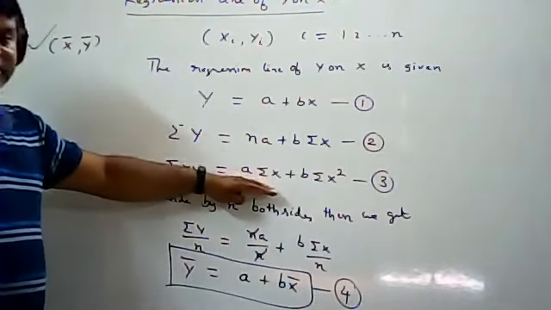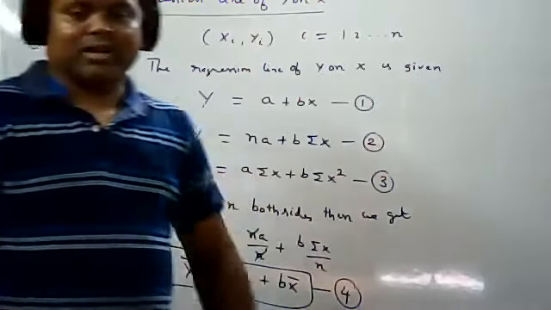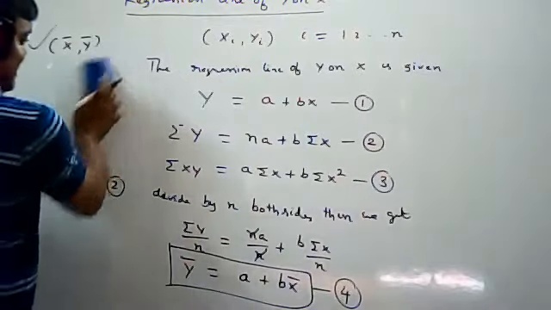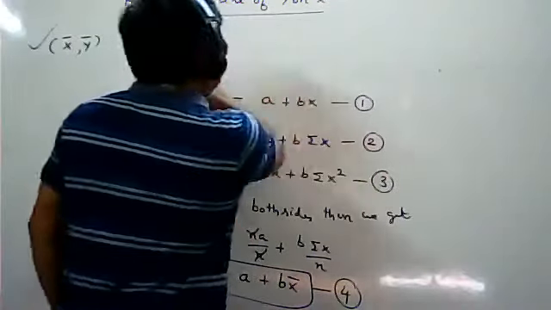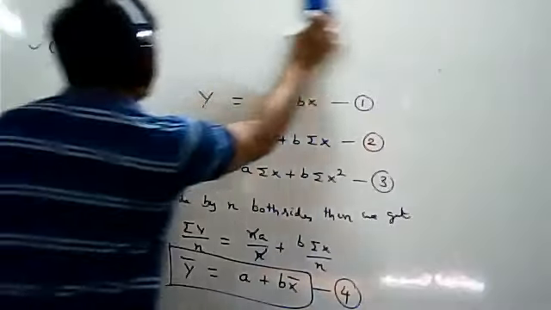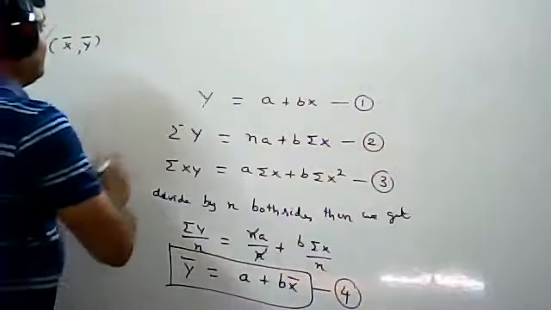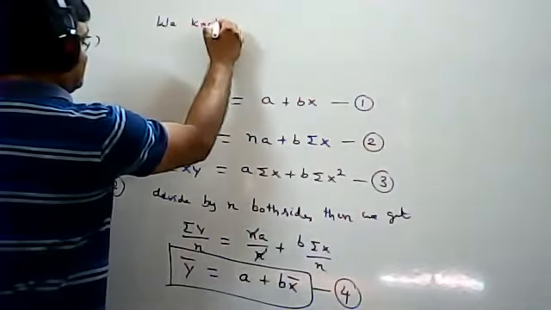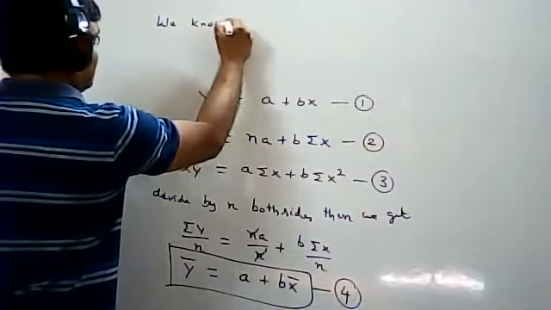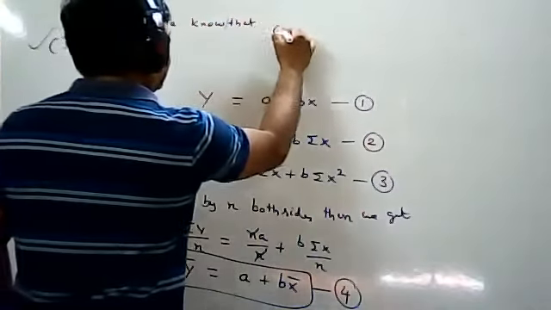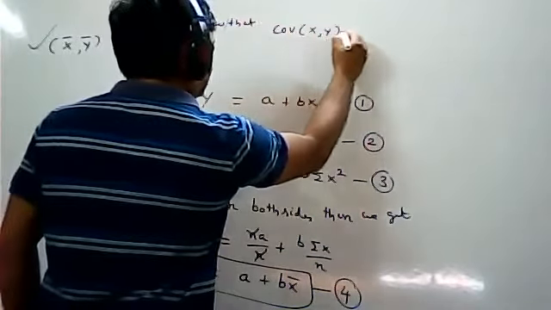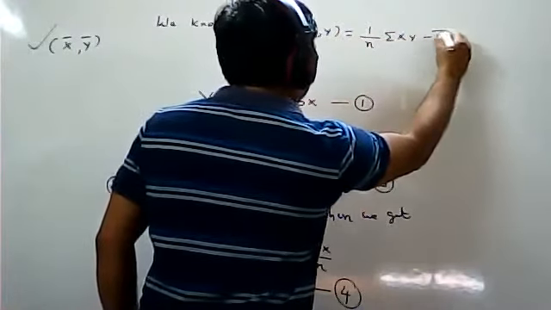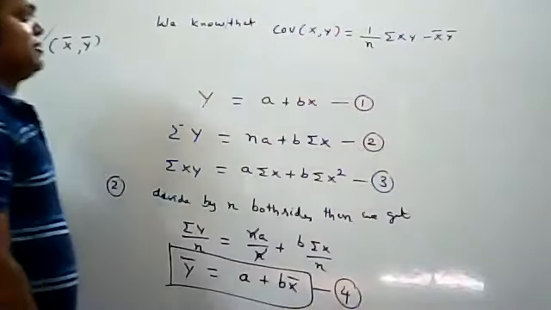So before going to equation 3, I will calculate some formulas. Already you have learned in correlation. So first I will write down next line. We know that covariance of x comma y equal to, I will tell you why I am calculating all these things. All of you know the formula, covariance of xy. What is the formula? 1 by n into summation xy minus x bar into y bar.